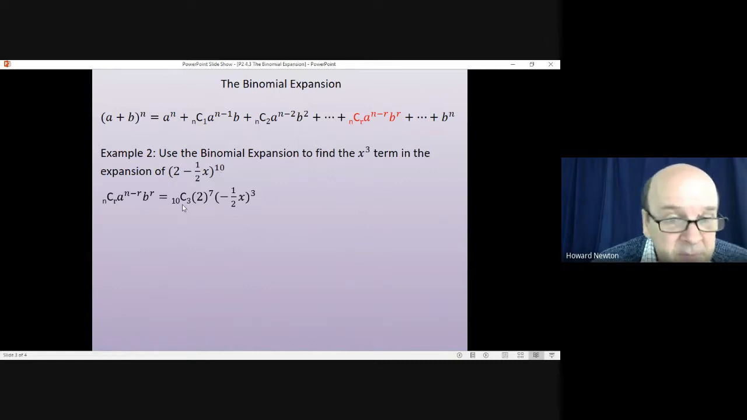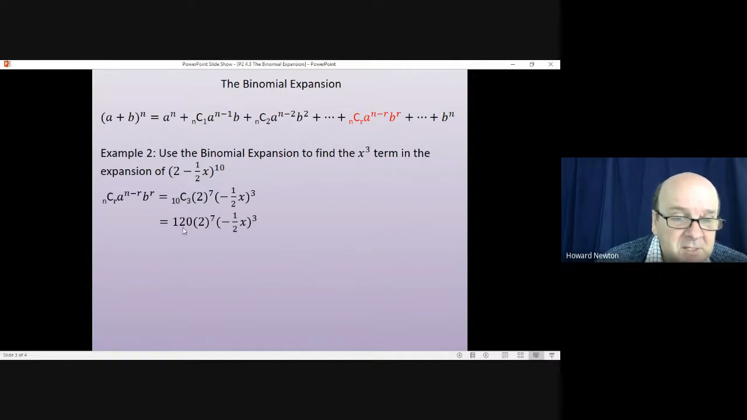And then at the front, we've got 10 choose 3, nCr, 10 because we're doing the bracket to the power of 10, 3 because it's the x cubed term, and we're choosing minus a half x from 3 of the brackets. And this is really saying, if we had all of those 10 brackets multiplied out together, how many different ways could we choose this minus a half x from 3 of the brackets, and then the 2 from the other 7 brackets?